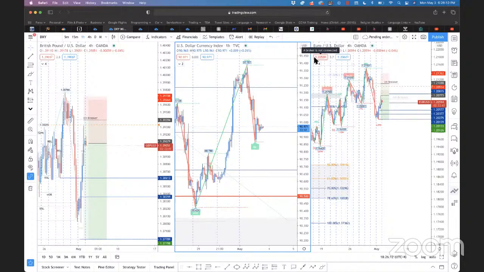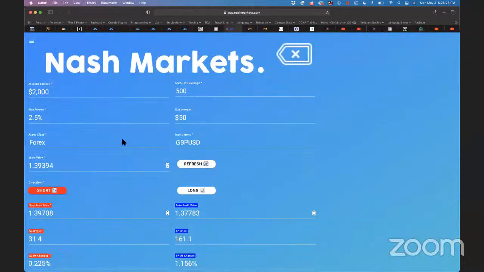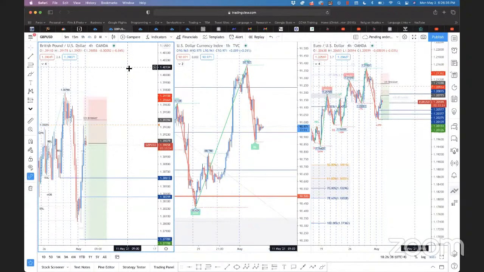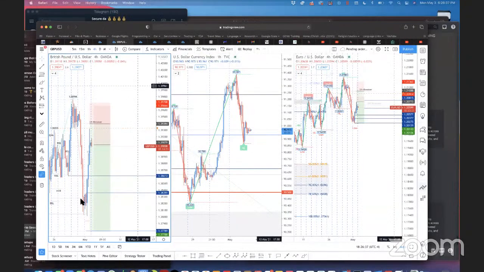But I like those because you can set pending orders on those and just let them go. You know what I'm saying? If you do, like I showed you, use this tool and set up all your entries properly, you can take swing trades off of those and just set it and forget it. So that's my advice on that.